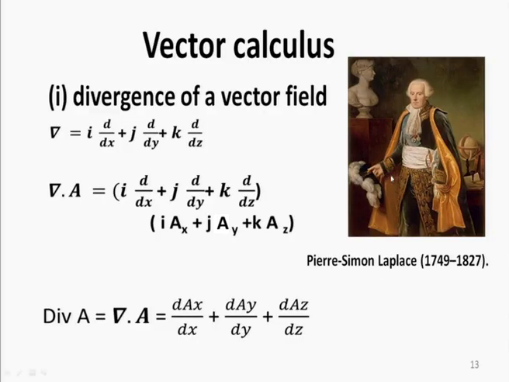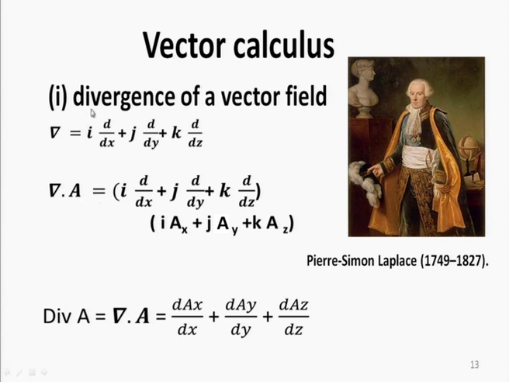In the monitor, vector calculus is associated with an operator called del. We see a picture of a scientist called Laplace, and this is called the Laplacian, which is also represented vectorially in this way. The Laplacian is represented in differential equation form, but this is the vector equation form. This symbol del, the inverted triangle, is i d by dx plus j d by dy plus k d by dz. This del is operated on a vector A, where A is i Ax plus j Ay plus k Az. Hence, this del operated on that is del dot A.